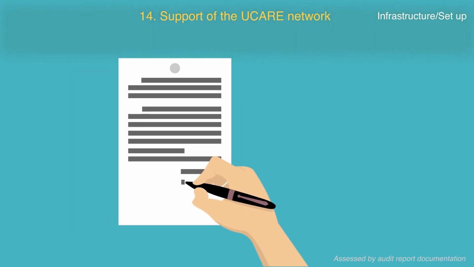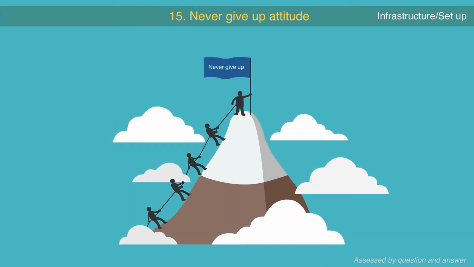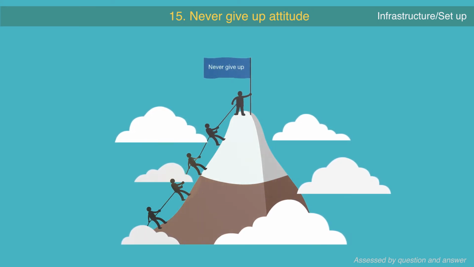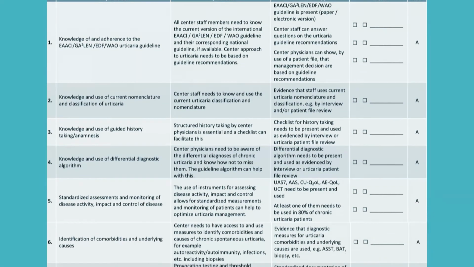Number 14. Support of the UCARE network. Letter of intent to serve as a GA²LEN UCARE auditor and to contribute to other UCARE network activities. Number 15. Never give up attitude. To have a never give up attitude means that no matter how frustrated patients or the team may be, centres will never give up to find solutions for patients. Management is divided into 9 items as shown.